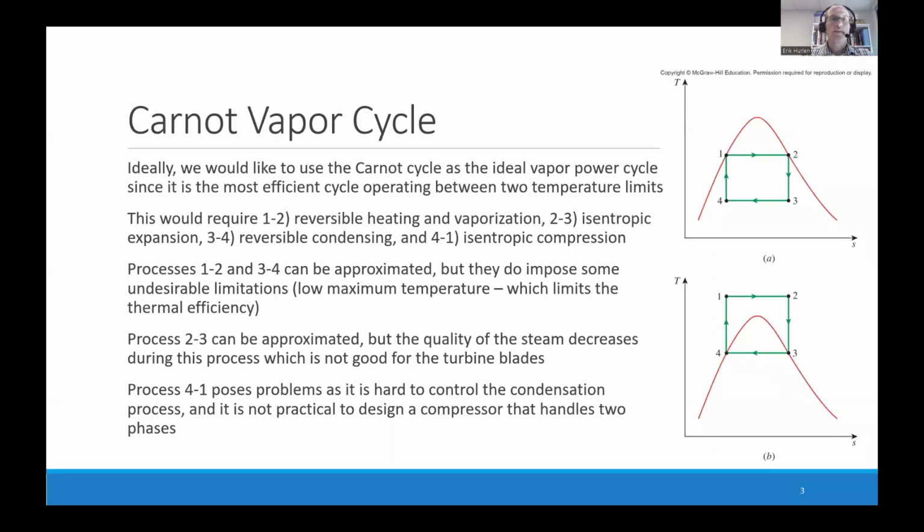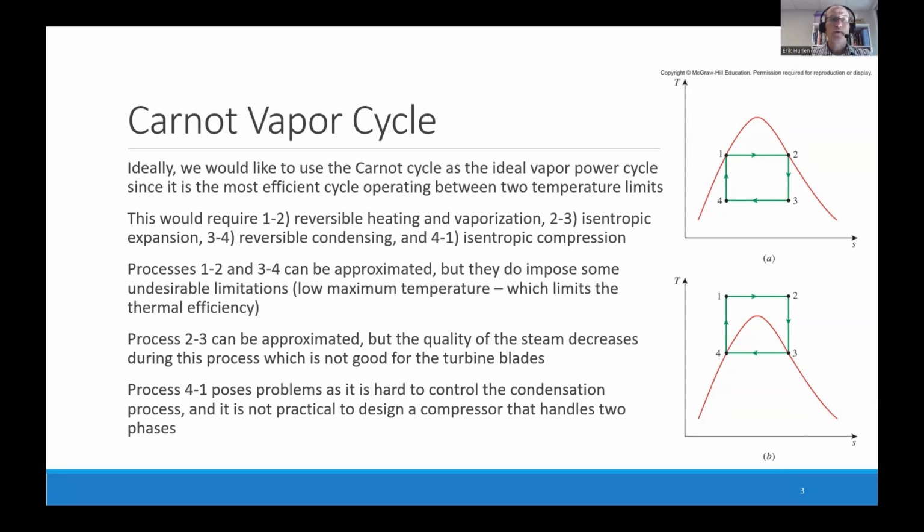Optimally, we would like to use the Carnot cycle for this process. Remember that the Carnot cycle is the most efficient cycle between two temperature reservoirs. This cycle requires reversible heating and phase transition from liquid to gas in process 1 to 2, isentropic expansion between 2 and 3, reversible phase change back to liquid from 3 to 4, and an isentropic compression to get back from 4 to the initial state.